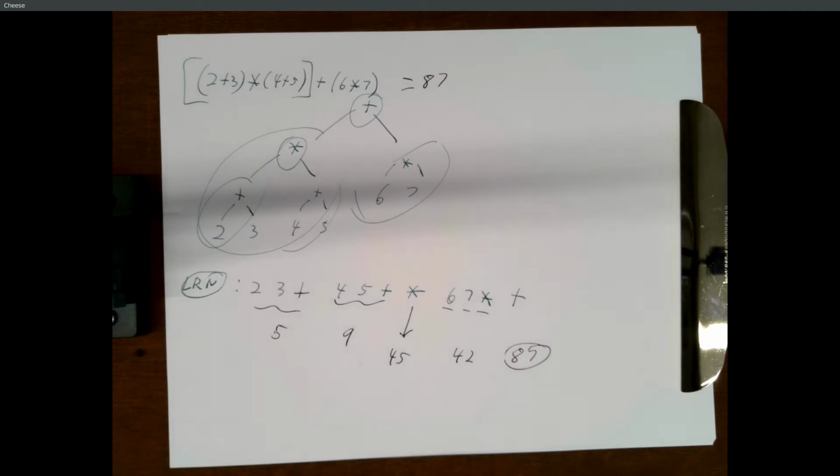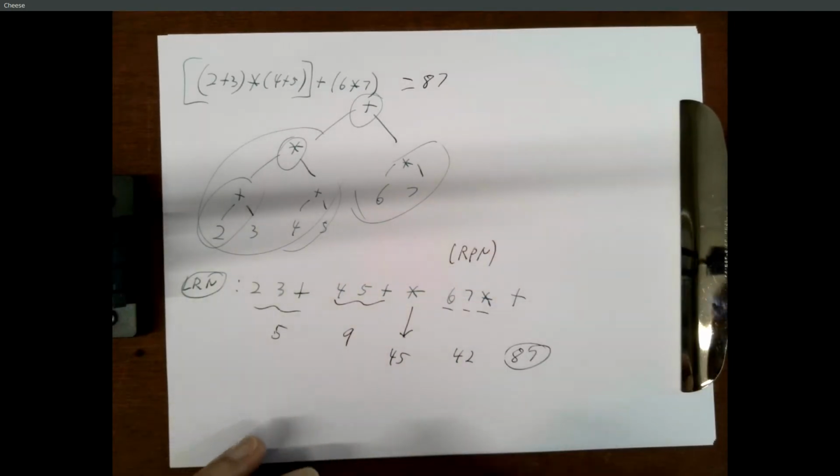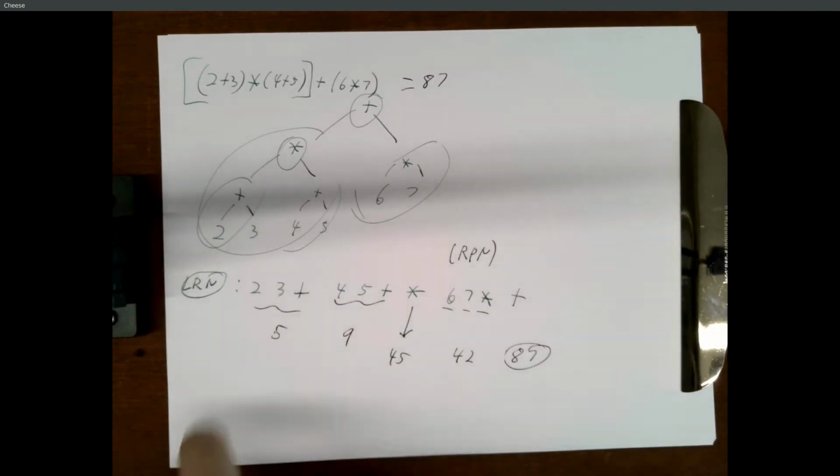And this is how most compilers and interpreters will process arithmetic expressions. They'll take the original expression, basically turn it into a tree, and then do a post-order traversal of that tree to get the reverse Polish notation. And then this is really easy to evaluate with a stack. We'll go back and talk about that another day.